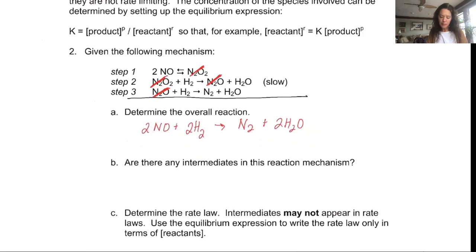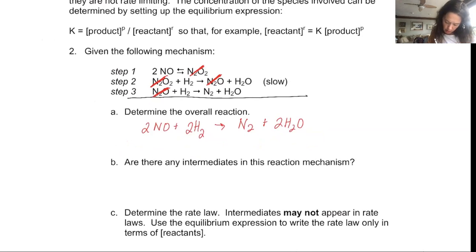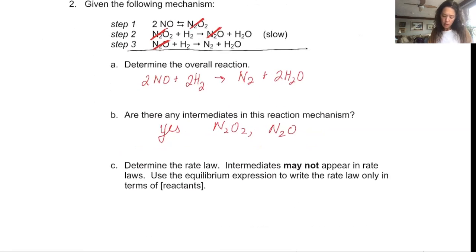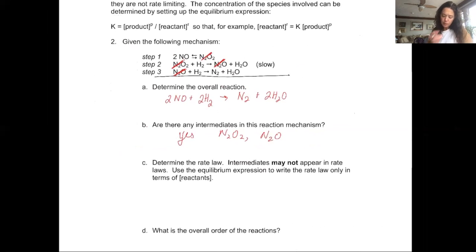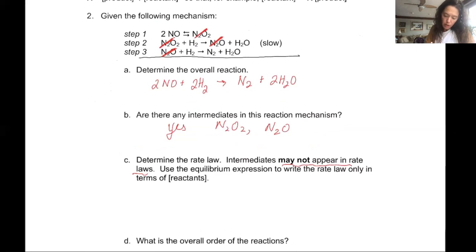Are there intermediates? Yes, there are. N2O2 and N2O. We didn't ask, but determine the rate law. Any intermediates may not appear in rate laws. So this is a new thing to learn, guys. The last thing.